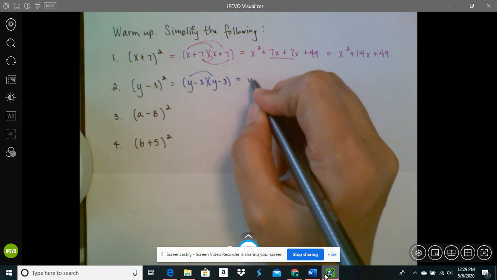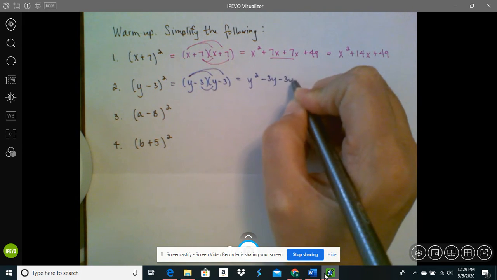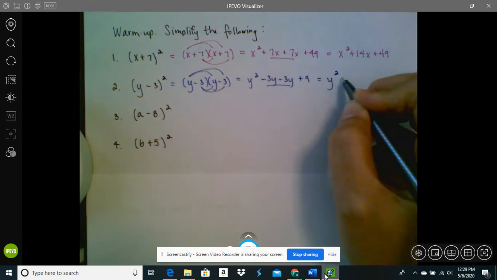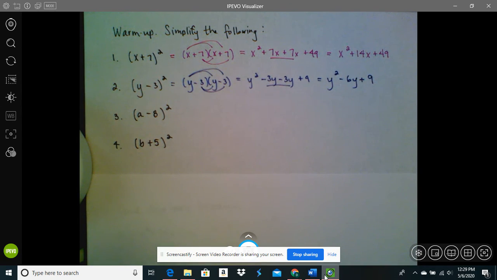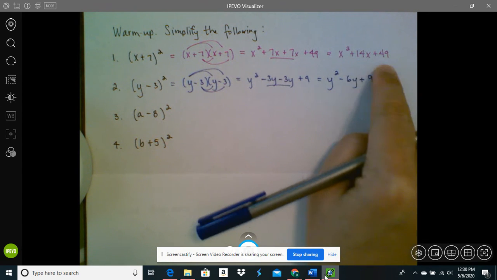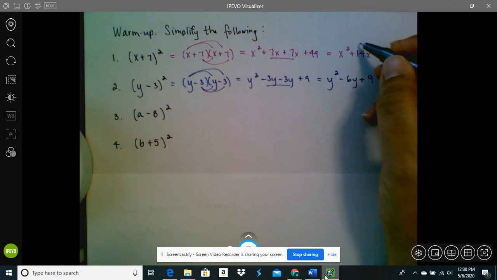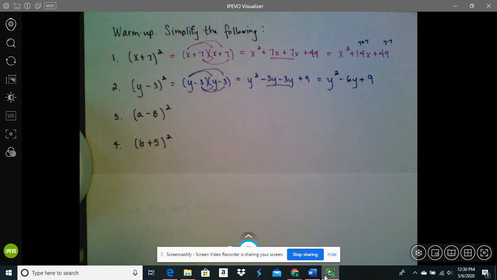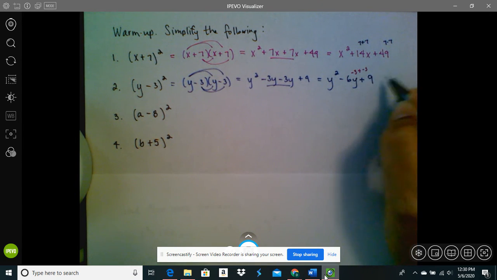When we FOIL, we have y squared minus 3y minus 3y plus 9. Again, we combine our like terms. Our final answer is y squared minus 6y plus 9. Already I would say, do you notice anything about 14 and 49? Do you notice anything about 6 and 9? And I would have kids say, oh yeah, this is 7 plus 7, and this is 7 times 7. They would say, and this is negative 3 plus negative 3, and this is negative 3 times negative 3.